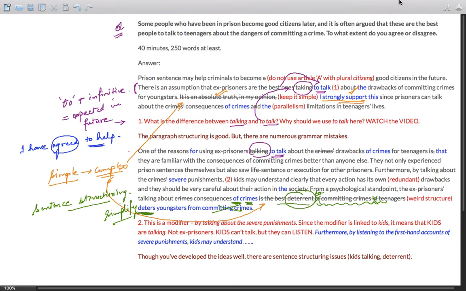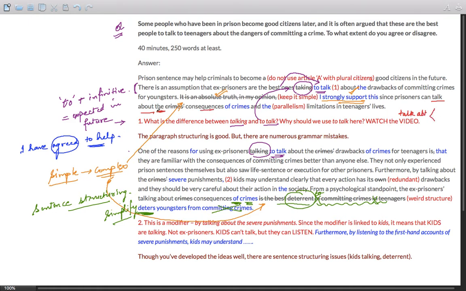Now, let me change the color again. You will realize that there is a parallelism mistake over here. I strongly support this since prisoners can talk about two things. Number one is the consequences.